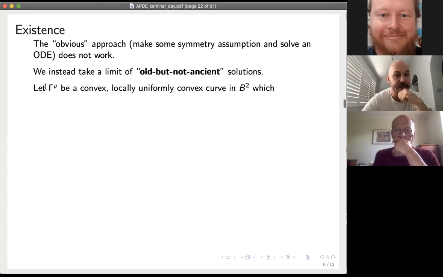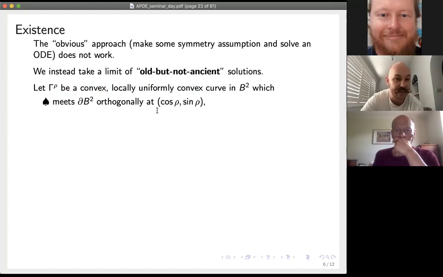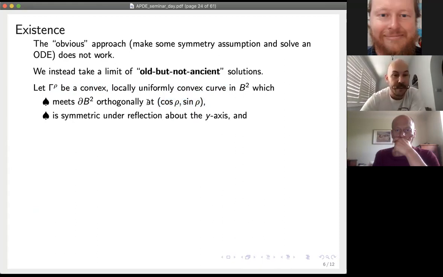Well, we take some initial data. We take gamma rho to be some convex, locally uniformly convex, so positive curvature, curve in the disk, which meets the boundary orthogonally at this prescribed boundary point. We assume that it's reflection symmetric about the y-axis, so that prescribes the other boundary point.